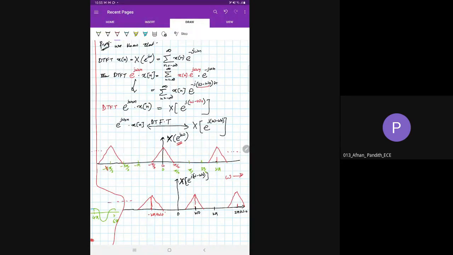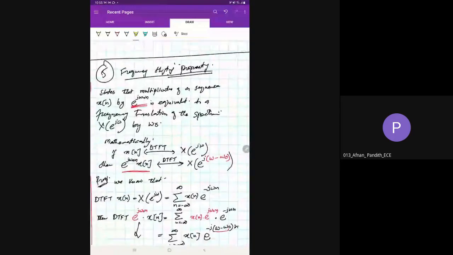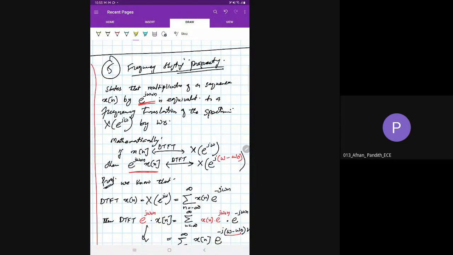एंड देन इट विल गो ऑन. ये पीरियोडिक है, ये आगे होती जाएगी. The only difference between this and this one is that you have a shifted waveform. Because of frequency shifting, multiplication by e raised power j omega naught n has resulted in a frequency translation of x of j omega. See what I have written. It states that multiplication of a sequence x of n by e raised power j omega naught is equivalent to a frequency translation of the spectrum, that is x of e raised power j omega, by omega naught.